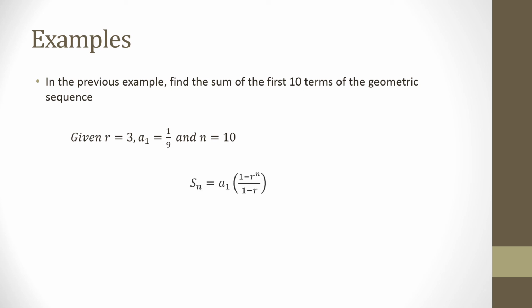S sub n is equal to a sub 1 times the quantity 1 minus r raised to n, all over 1 minus r. Okay? So, a sub 1 is 1 over 9, r is 3, n is 10. Salpak mo lahat yan. Then, this is the final answer.